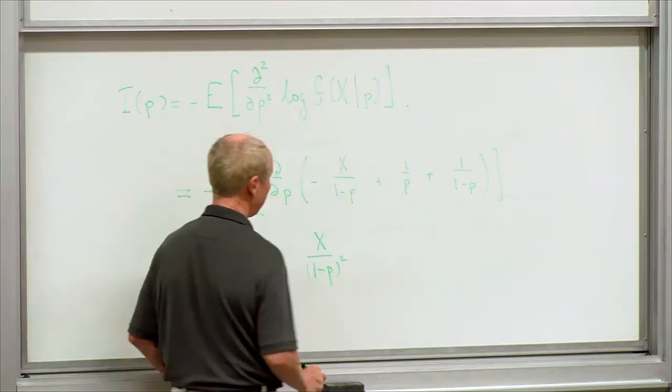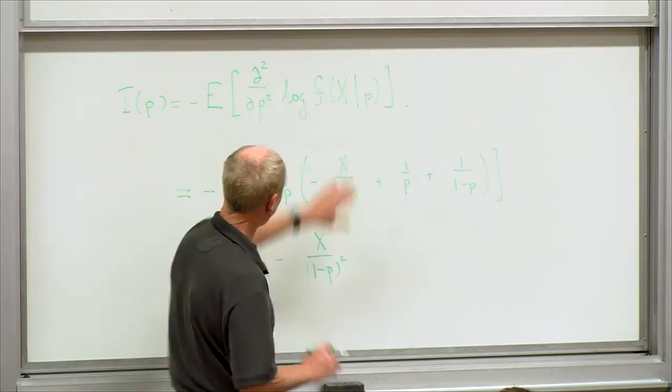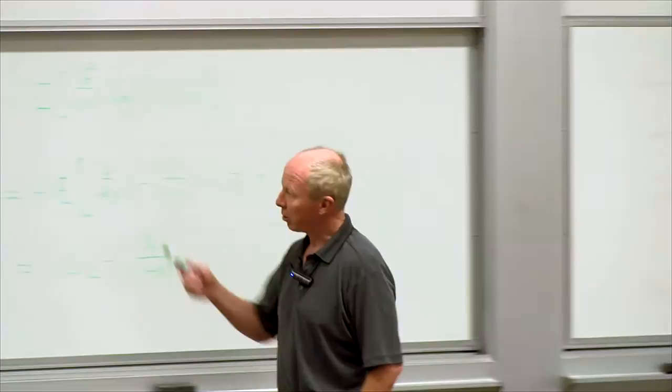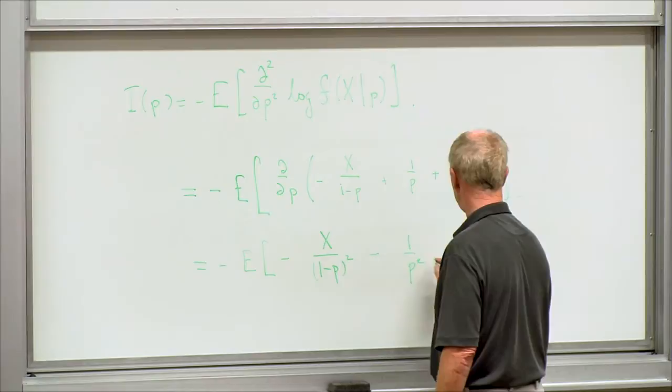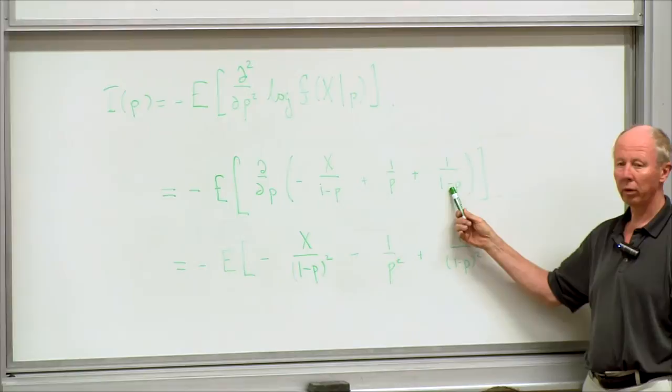It's not x bar, it's x here. This is just one random variable. In the I, it's just one random variable, so no n. The reason there's n here is because we added up n of the terms. Then minus 1 over p squared, and then plus 1 over 1 minus p squared. Because this is 1 minus p to the minus 1, a minus 1 comes down, and then we get another minus 1 from differentiating that.